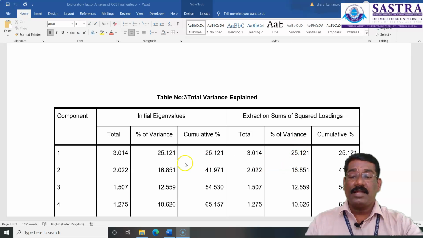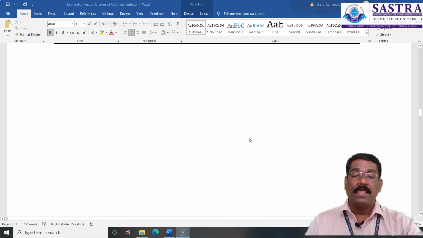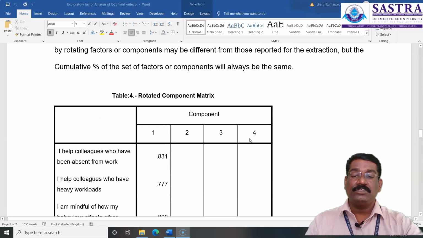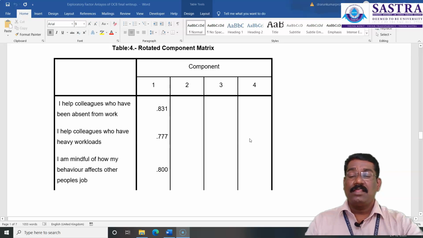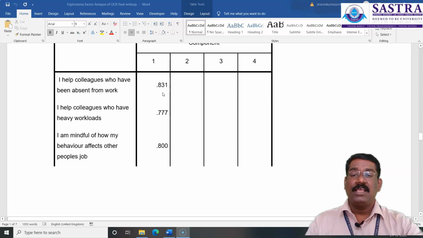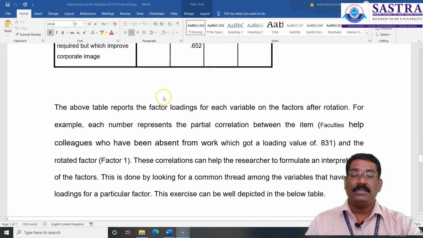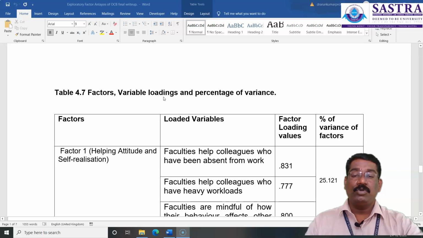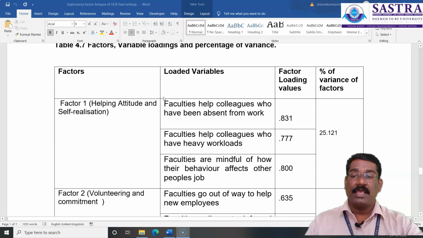We can conclude that the first factor has more variance, so we need to give due importance to the first factor. That is a very important synthesis we have to write in our findings. And we have the next table, which is called the rotated component matrix. The variables which have loaded into the respective factors are depicted here. And from those 3 tables, we can draw a table like this.